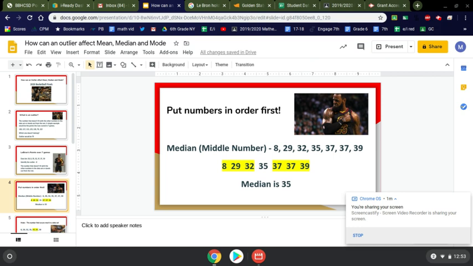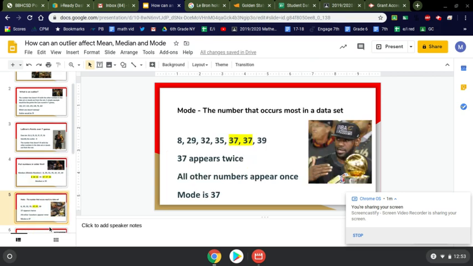first the median. So when we look at the median here, it's our middle number. So we put our numbers in order first. The 8 is to the far left. Now that 8, if it changed to 20, would still leave 35 in the middle. So our median of 35 would stay the same. So our outlier has no effect on the median. The mode. Our mode here is 37 because it appears twice. All other numbers appear once. So if we changed 8 to, again, say 25, our mode would still remain at 37. So there is no effect of the outlier on the mode.